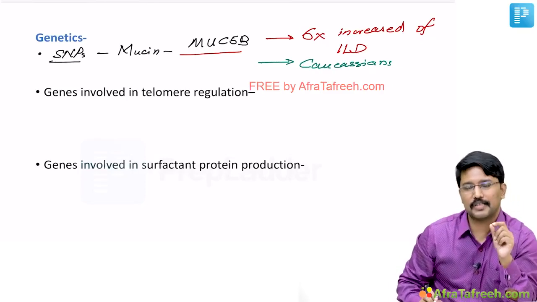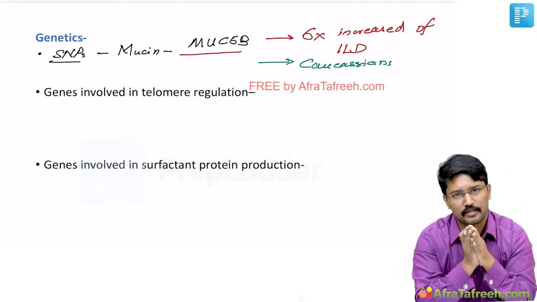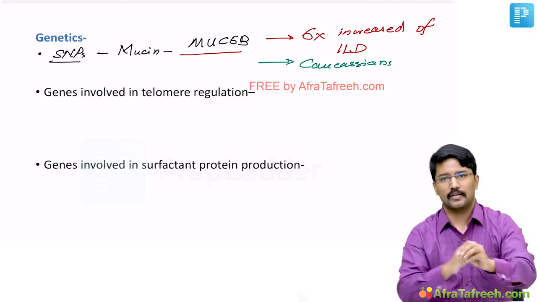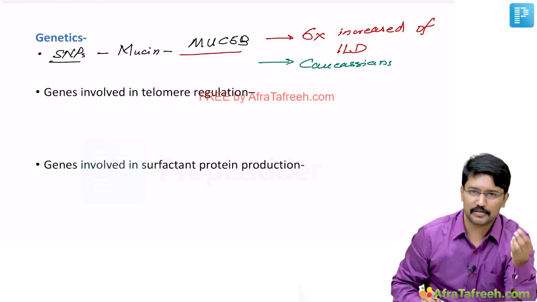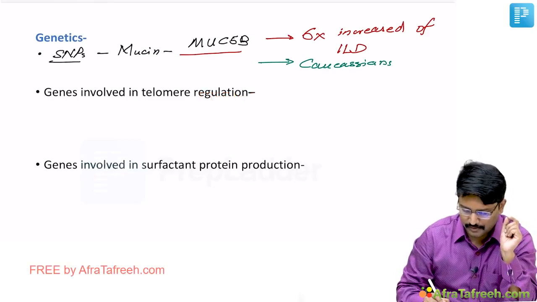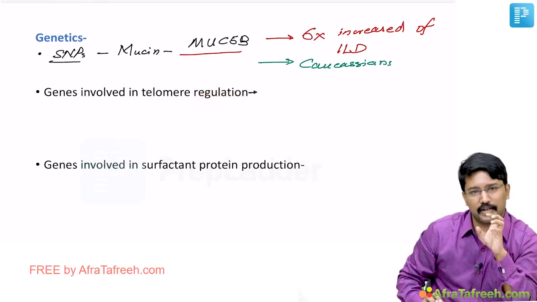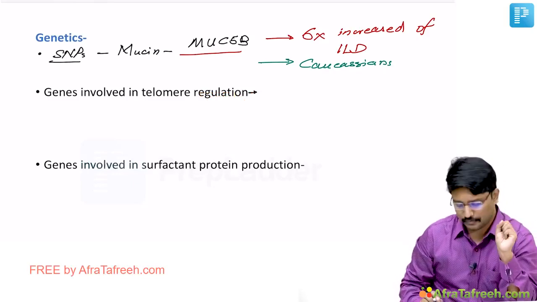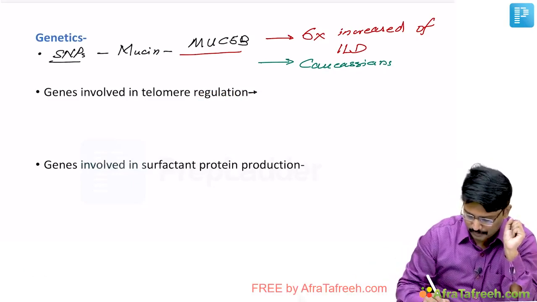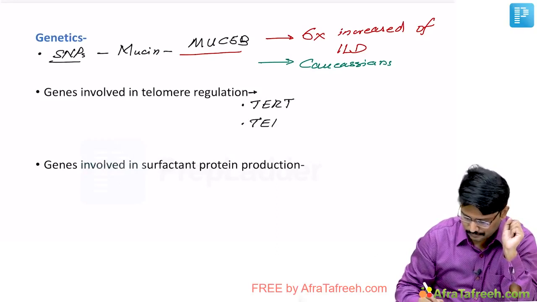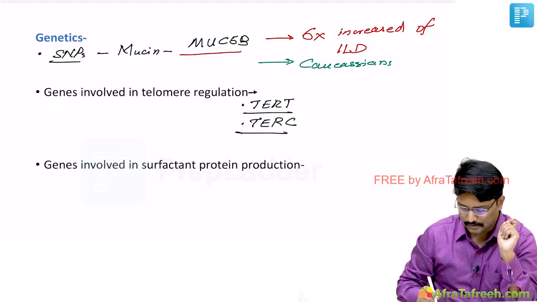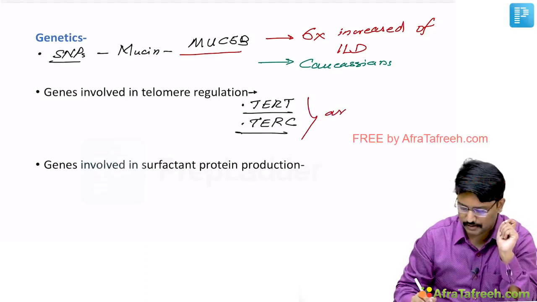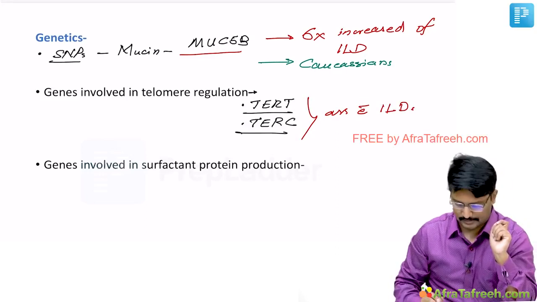Apart from that, we have identified genes which are involved in regulation of telomere length. As you know, the telomere length has something to do with senescence or aging. If the telomeres shorten, the cells senesce faster or age faster, and the genes that are involved in regulation of telomere length are also implicated in pathogenesis of interstitial lung disease. Which are those? So we have one gene, it's called TERT. The second gene is called TERK. Okay. These two are involved in regulation of telomere length, and certain polymorphic variations are associated with development of interstitial lung disease.